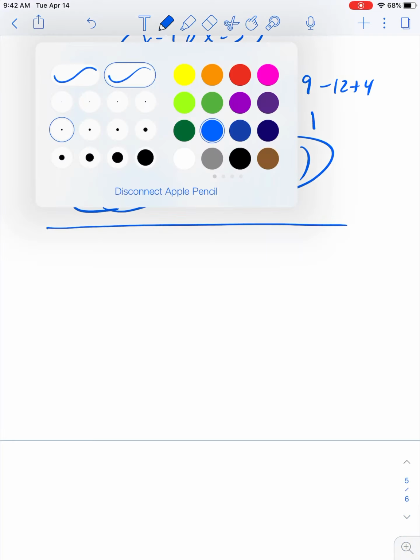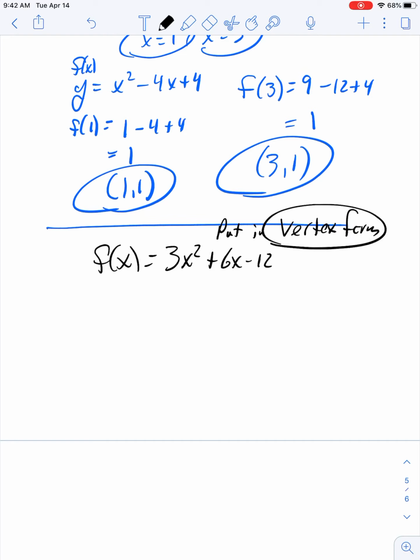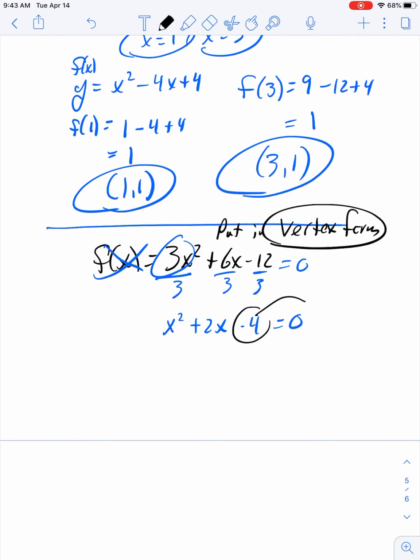So let's say we have f of x equals 3x squared plus 6x minus 12, and we want to put this in vertex form. Okay, so remember how to do this. Cancel this off, set equal to 0. We do have to divide by 3 because you have to have a 1 here. So I have x squared plus 2x minus 4 equals 0. Next step, you gotta move this over. So you have x squared plus 2x plus blank equals 4 plus blank.